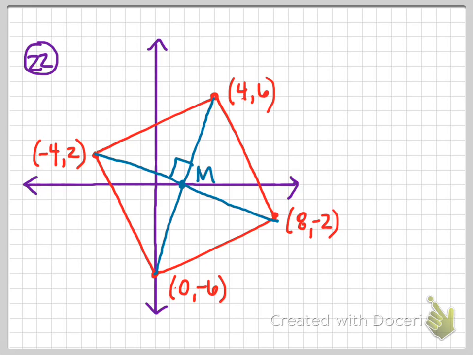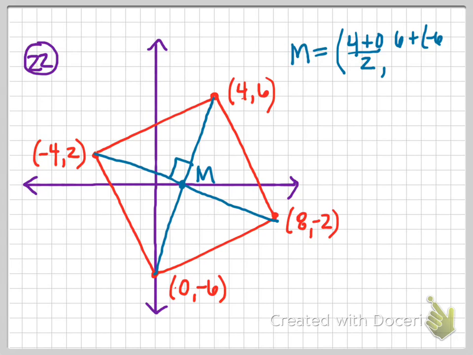So the midpoint of my first diagonal that I drew, remember how to find midpoint. You're going to average your x values and average your y values of the endpoints. My x values are 4 and 0, so I'm going to add those, divide by 2. My y values are 6 and negative 6. I'm going to add those, divide by 2.